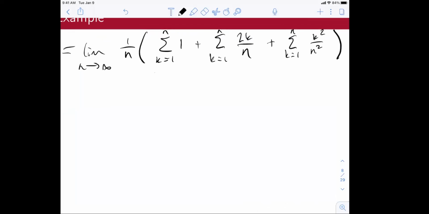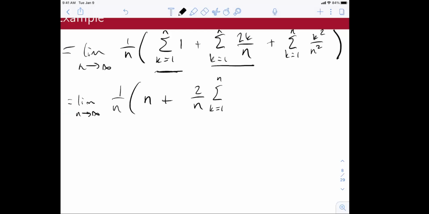Okay, what is this first bit right here? The sum k equals 1 to n of just 1. n, yes, perfect. This is the limit as n goes to infinity, 1 over n times, yeah, if I add 1 n times, that's going to give me n, right? So this is just n. Plus this sum. This is one of those special sums. First, I'm going to pull the 2 over n out. 2 over n doesn't care about k. So 2 over n times the sum k equals 1 to n of k.